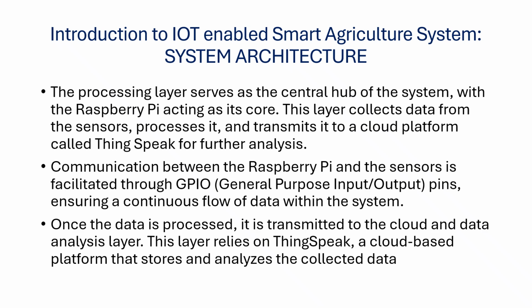Now come to the third layer. The third layer is called the application layer. Application means where apps are present. The application layer provides farmers access to processed data. Whatever data is processed at the cloud platform, farmers or anyone, a researcher or a farmer, can access the data through the application layer. So this is the complete system architecture of the IoT enabled smart agriculture system.